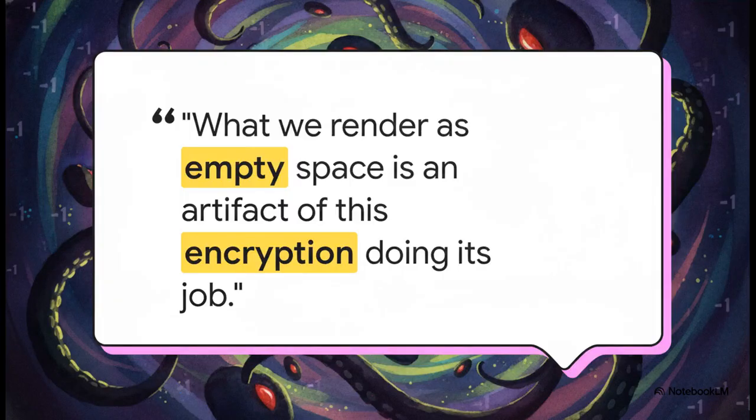I want to highlight this quote straight from the source material. It says, "What human perception renders as the black, empty vacuum of space is an artifact of this encryption doing its job." Now that implies something deeply unsettling. Those horrifying entities, the twisting non-Euclidean geometry, they do not suddenly appear out of nowhere. Our protective filters just drop, and we are suddenly exposed to the ambient -1 attractors that were always there, just pulsing away in the background of reality.